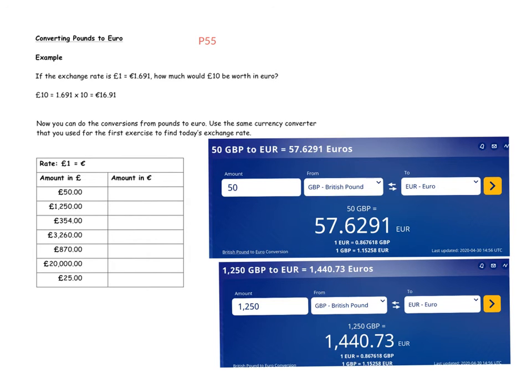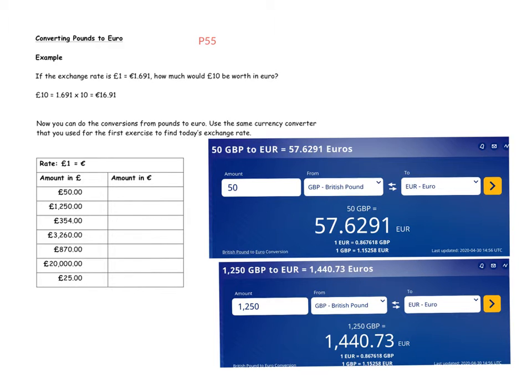Okay, so the next page, 55, is the other way around, converting pounds to euro. And here you can see the screenshots I did, and even the rate might change a few times during the day. You never know that.